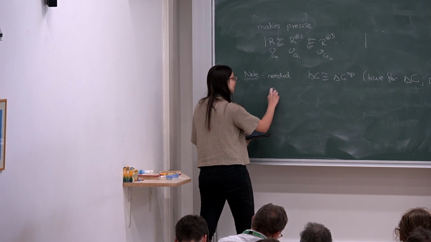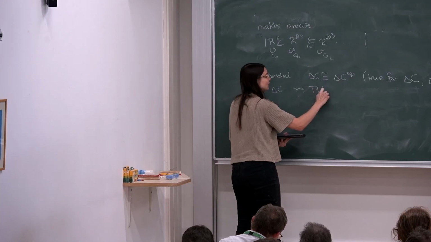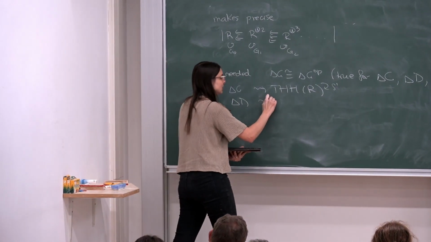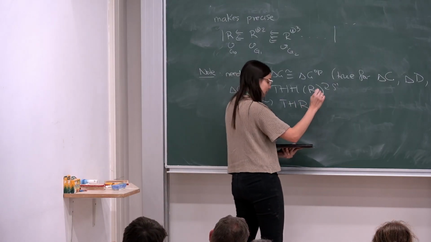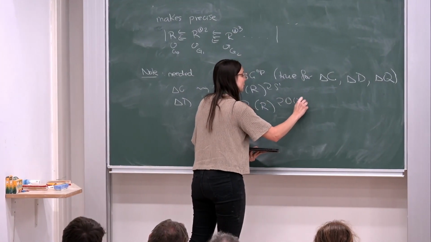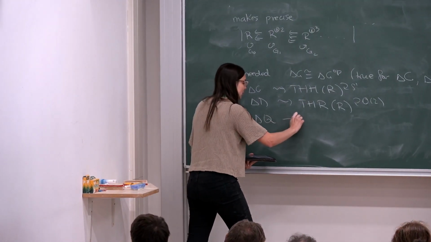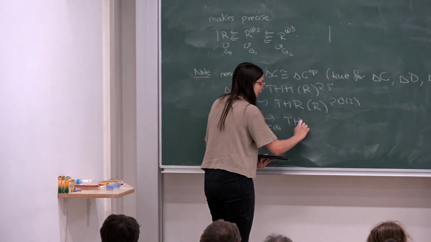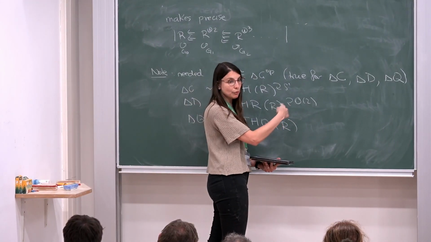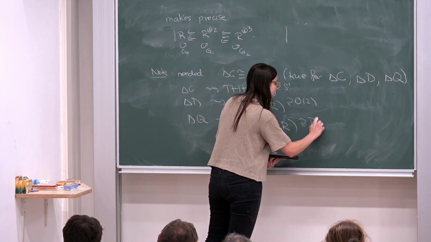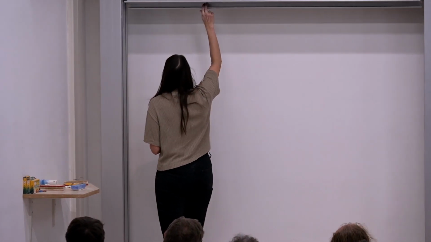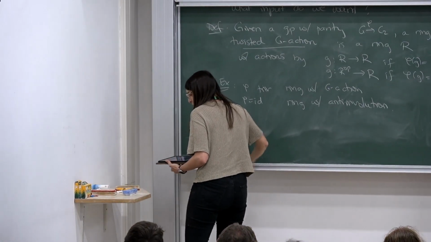Delta C gives THH of R. This has an S1 action. Delta D recovers THR. So this has an O2 action. And delta Q, so this is new, gives our THQ. And now the ring is a twisted ring with C4 action. And this has a Pin 2 action. And now in the last 2 minutes, let me just tell you a theorem about THQ.